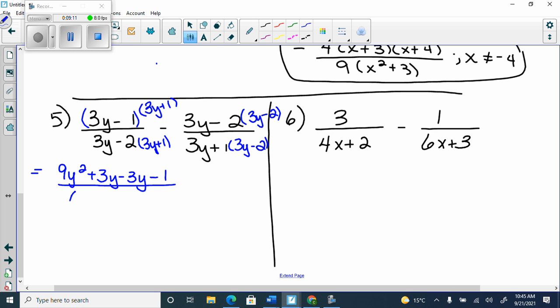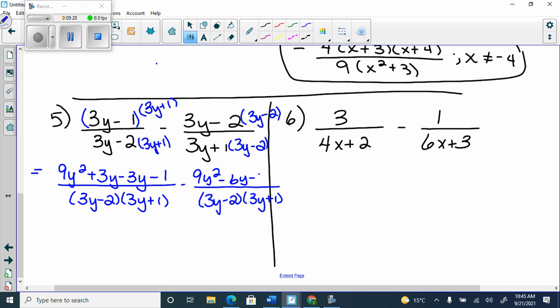All over, not distributing my denominators. Minus 3y minus 2, 3y plus 1. And then I FOIL, so 3y times 3y is 9y squared. 3y times negative 2 is negative 6y. Negative 2 times 3y is negative 6y. And then negative 2 times negative 2 is positive 4. Then we write it all over one denominator, 3y minus 2, 3y plus 1. And we get 9y squared, these cancel, minus 1.